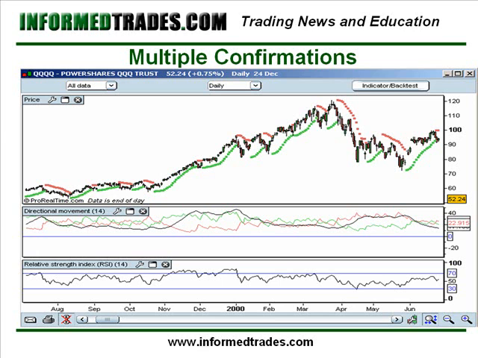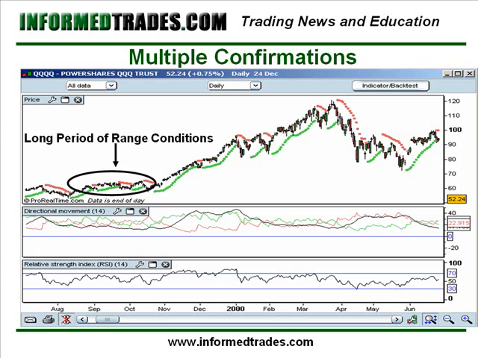So we've got the Parabolic SAR plotted on price. We've got the ADX below that, which we learned about in the last lesson, and we've got the Relative Strength Index, which we learned about a couple of lessons ago. So let's look at an example here.